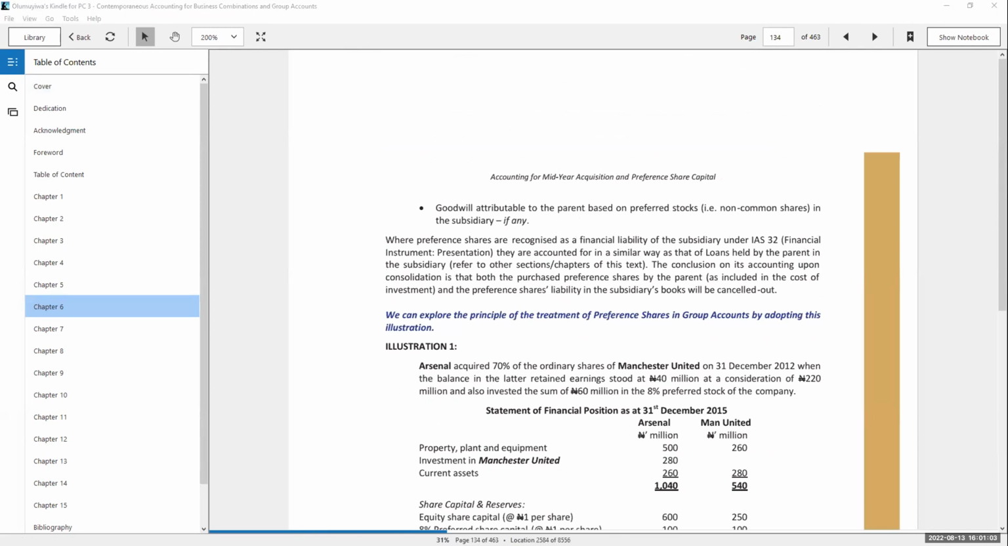Goodwill attributable to parent based on preferred stock, i.e. non-common share in subsidiary, if any. Where preference shares are recognized as a financial liability of the subsidiary under IAS 32 financial instrument presentation, they are accounted for in a similar way as a loan held by a parent in the subsidiary. Refer to other section chapter of this text. The conclusion on its accounting upon consolidation is that both the purchase preference share by parent as included in cost of investment and the preference share liability in the subsidiary book will be cancelled out.